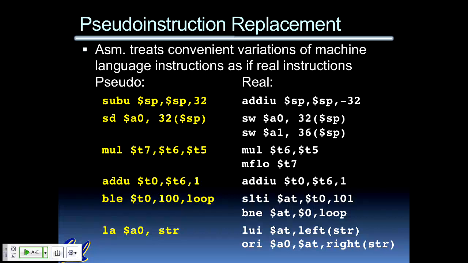So one's a load upper immediate. Remember, load upper immediate takes 16 bits and puts them at the top 16 bits of a word, and zero is the bottom 16 bits. So that's the high 16 bits of the address. And then OR immediate ORs in the bottom 16 bits of the address.